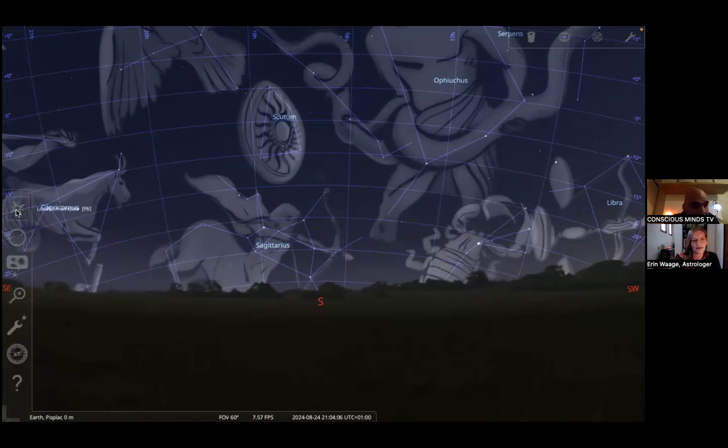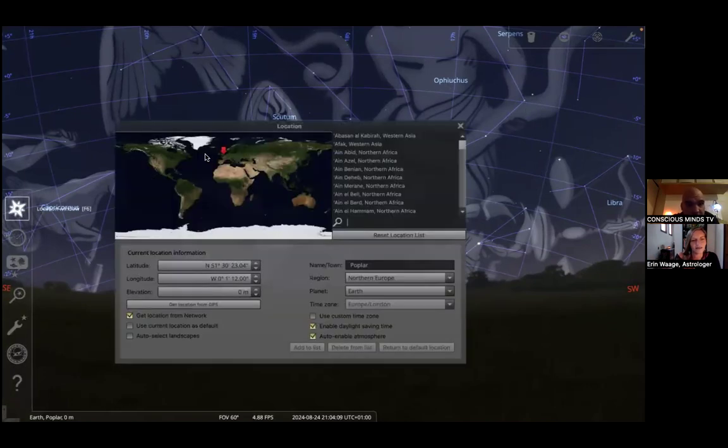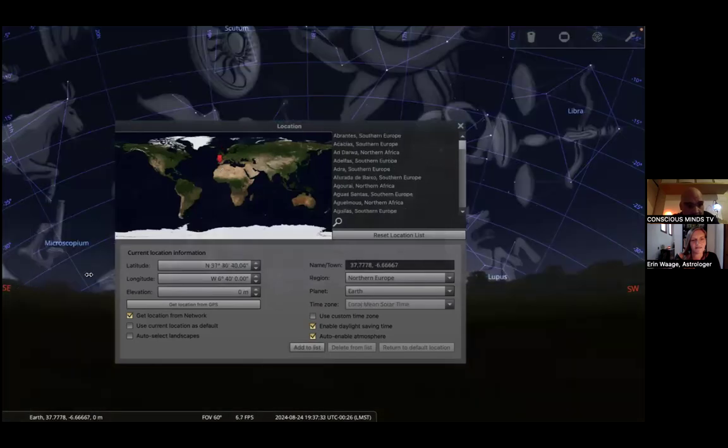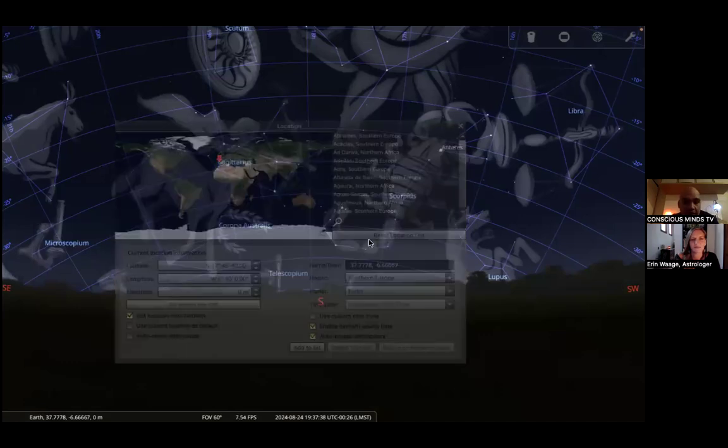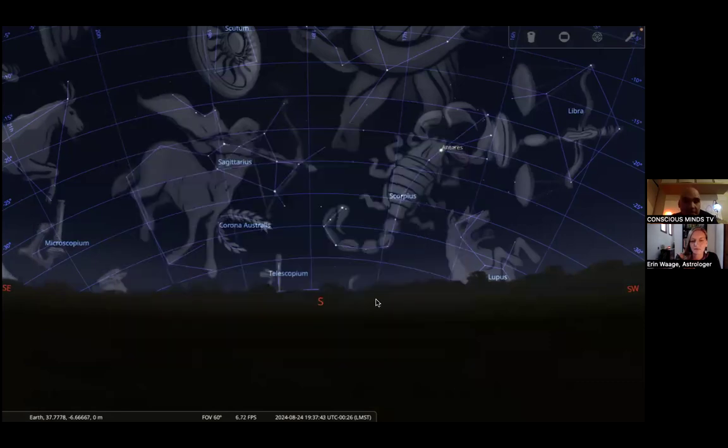But when I change my location, say I move it to Portugal where I was, you can now see Scorpio has moved up in the sky. When I showed it to you from London's perspective, half of it was below the horizon. But when you go south, it comes up into the sky.